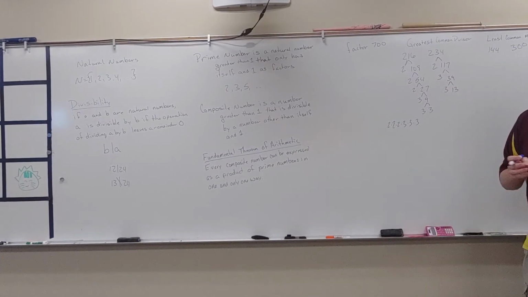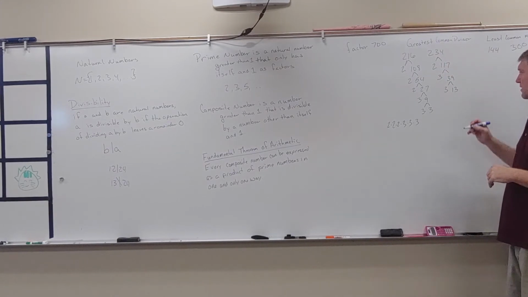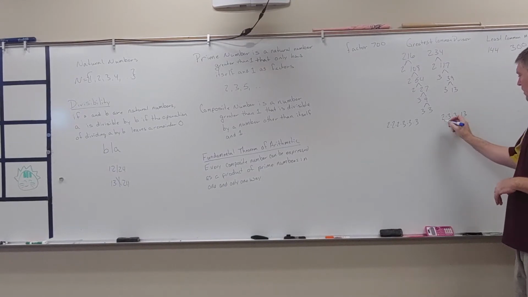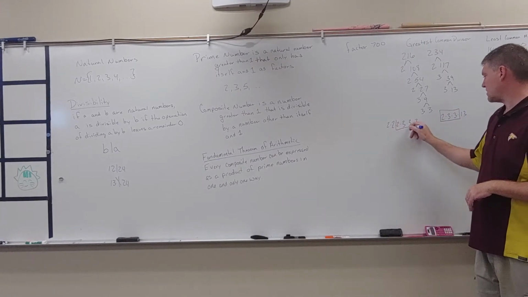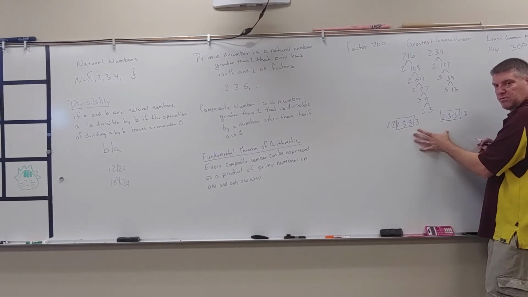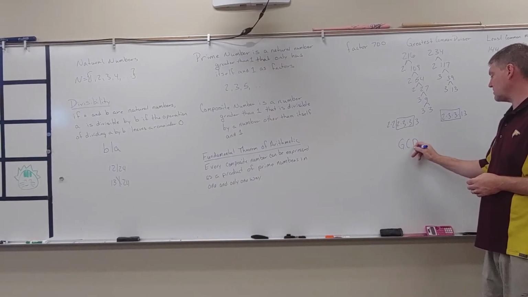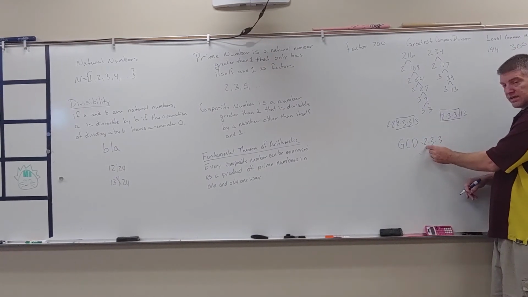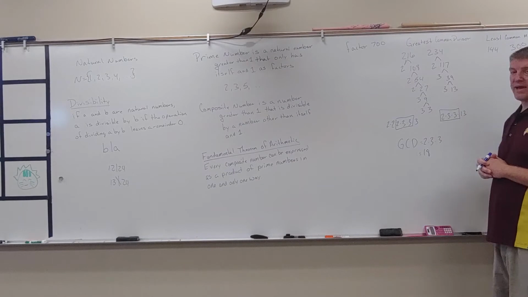Okay, so now to find my greatest common divisor, I look at what they have in common. So here I have 2 times 3 times 3 times 13. Well, notice here that this is the same as this. So I have 2 times 3 times 3, and that's the same in both ones. So that's my greatest common divisor. My greatest common divisor now is 2 times 3 times 3, or 6 times 3 is 18. So 18 is my greatest common divisor here.